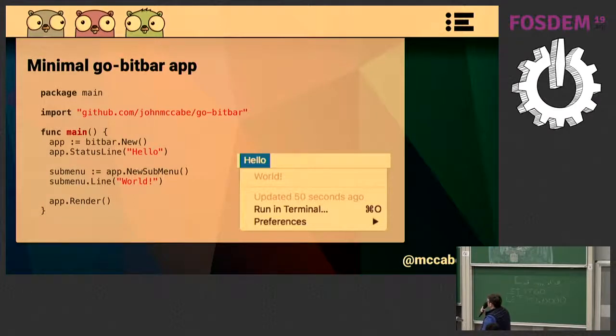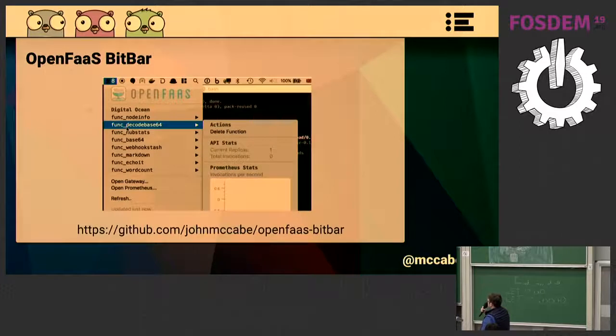Some of the more complicated ones that I ended up putting together were for a project I contribute to, OpenFaaS. I wrote a menu bar app that lets you look at your OpenFaaS gateways and see the status of all your functions and look at your Prometheus metrics just from the menu bar, which was useful when you're developing and you maybe have left something running, or you just want to check at a glance what's going on.